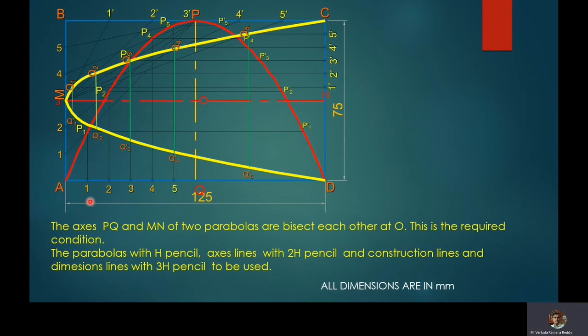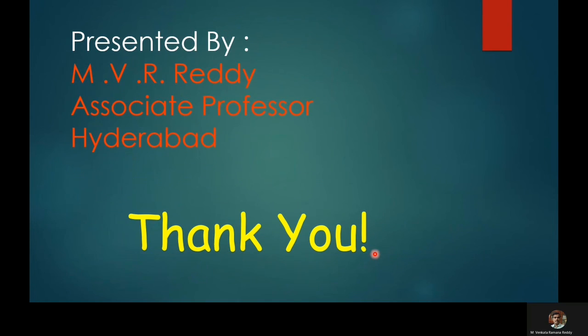The two parabolas are to be drawn with an H pencil, axis lines with a 2H pencil, and construction lines and dimension lines with a 3H pencil. Here all dimensions are in millimeters. Thank you.